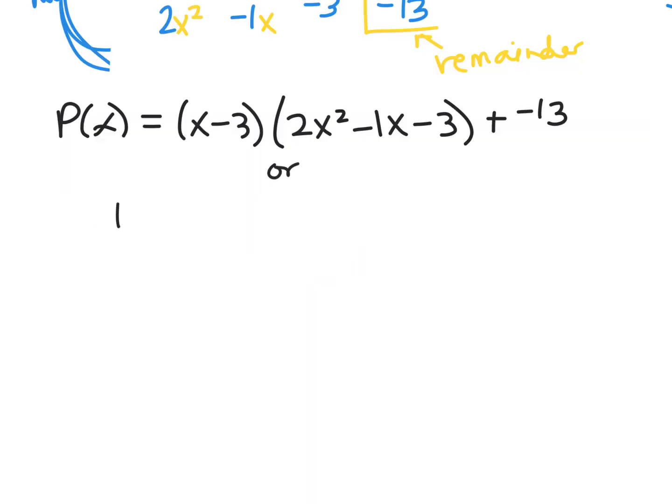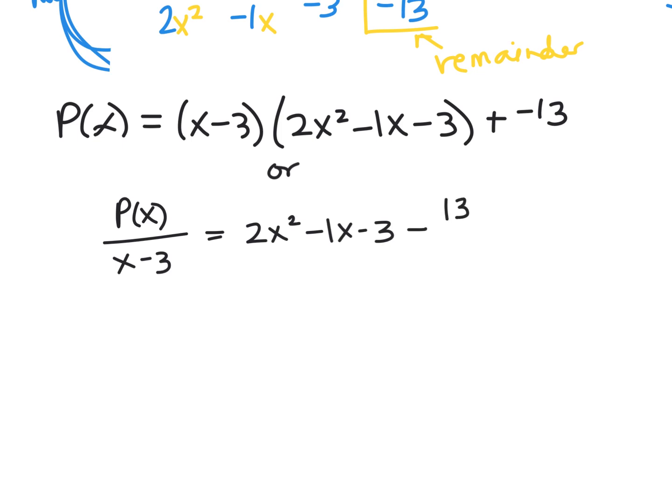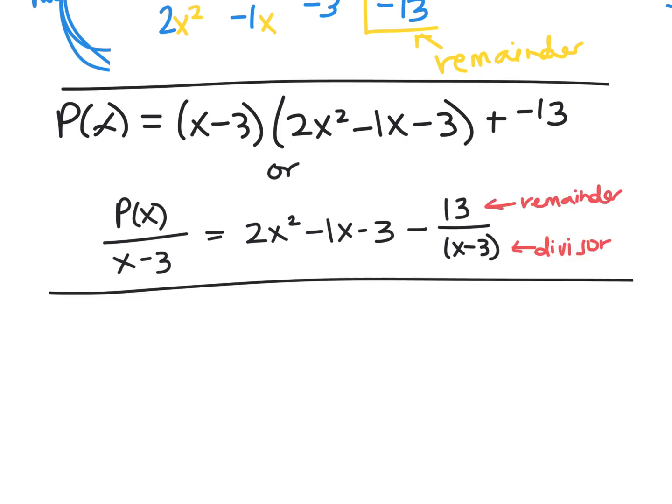Or we can write it as p of x divided by x minus 3 equals 2x squared minus 1x minus 3. Similar to the original example in the very beginning, we can say this is minus 13 over what I divided by, and what I divided by was x minus 3. The format that we actually see most often, though, between these two is going to be this second format for writing your answer. So make sure that you have both of them written down, but be very familiar with that second one.